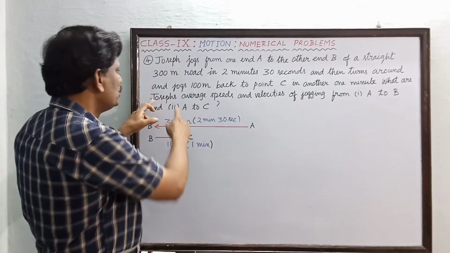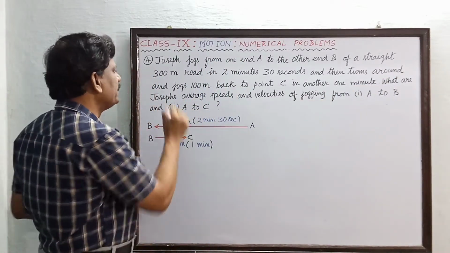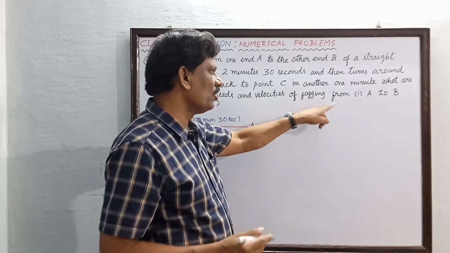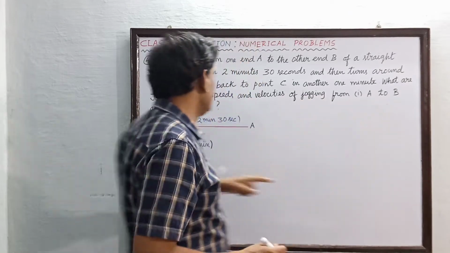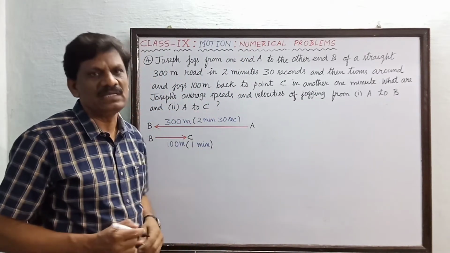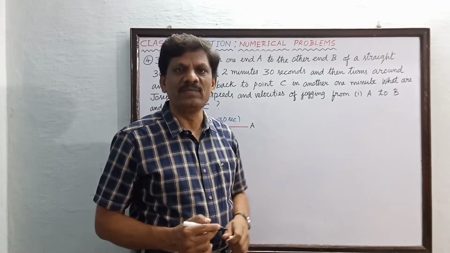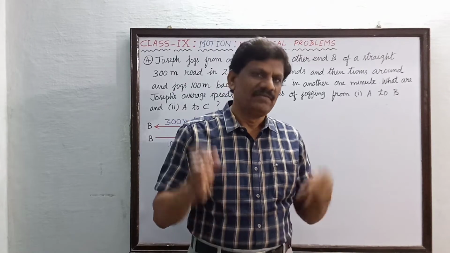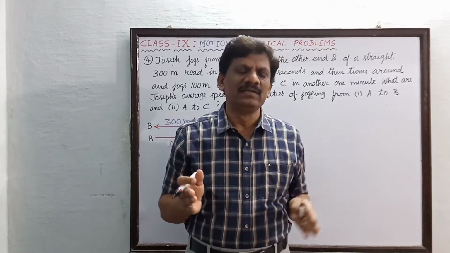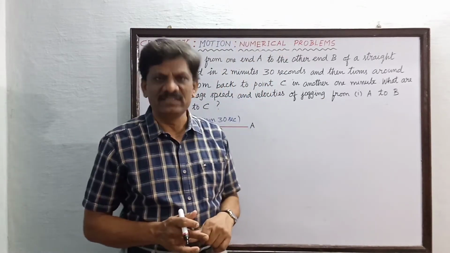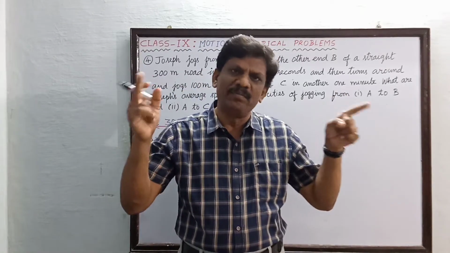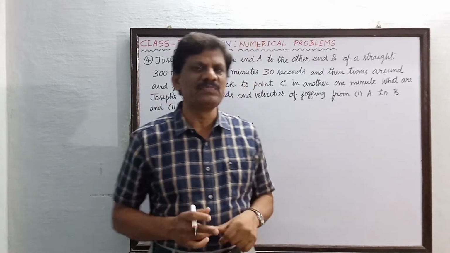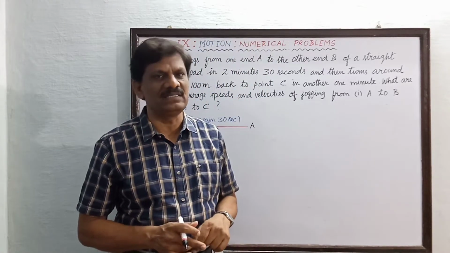What are Joseph's average speeds and velocities of jogging from A to B and A to C? So it's a very good numerical problem. We are going to do the problem in 2 steps. First, we will calculate the average speed and the average velocity between the points A and B. And then we will do the same for the average speed and velocity between the points A and C.